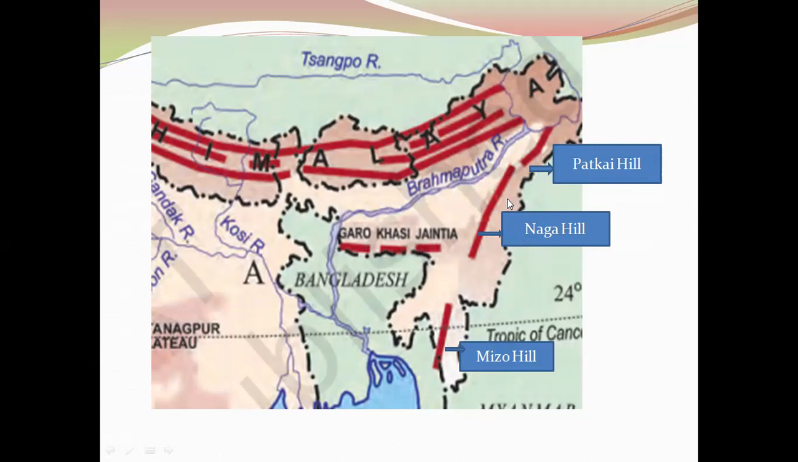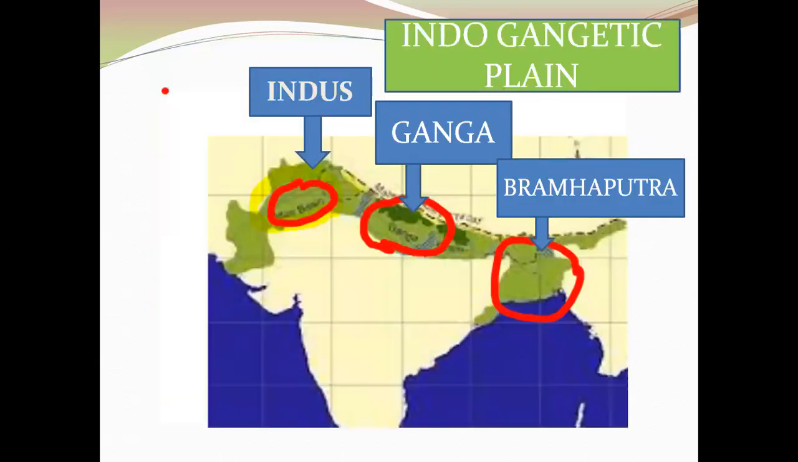These all are the important hills, which together is known as Purvanchal. So what is Purvanchal? Question may come. Patkai Hill, Naga Hill, Mizo Hill, Garo, Khasi, Jantia, like small hills which form a hairpin bend in the eastern part of India, is known as Purvanchal.